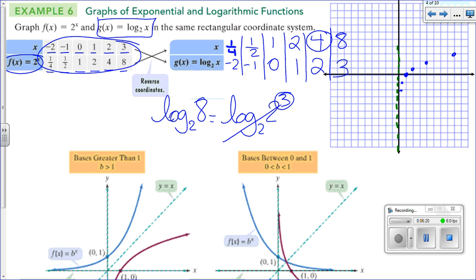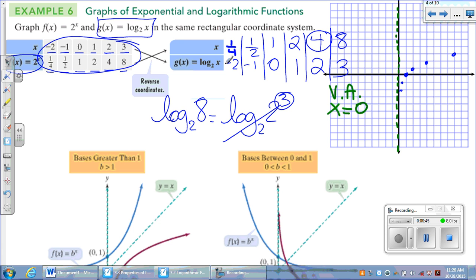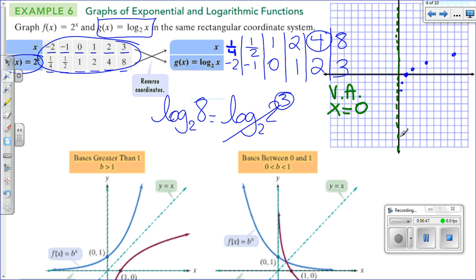Do you guys remember how the exponential function actually has a horizontal asymptote, right? The logarithmic function is going to have a vertical asymptote, and that is going to be the y-axis, which as an equation will be x equals 0, a vertical line. So now I'm going to connect my points, and just make sure that you do not touch that vertical asymptote, and you'll be okay. Arrows on both ends.